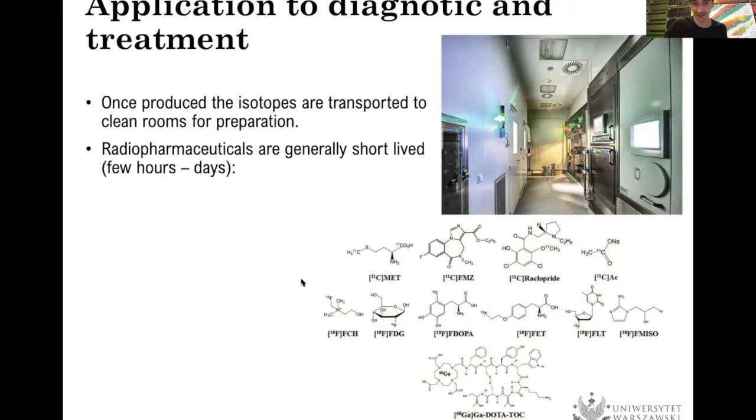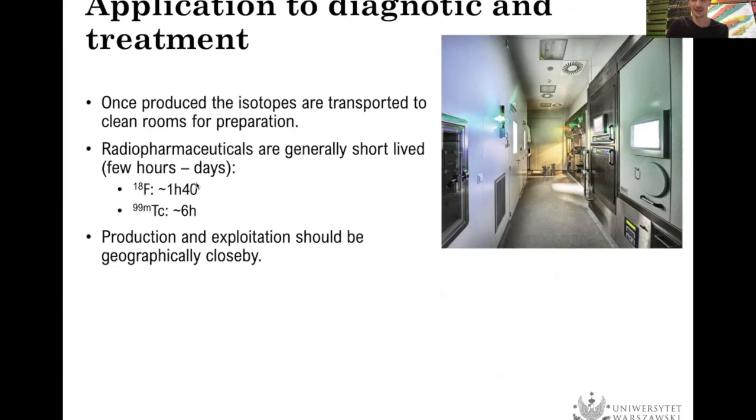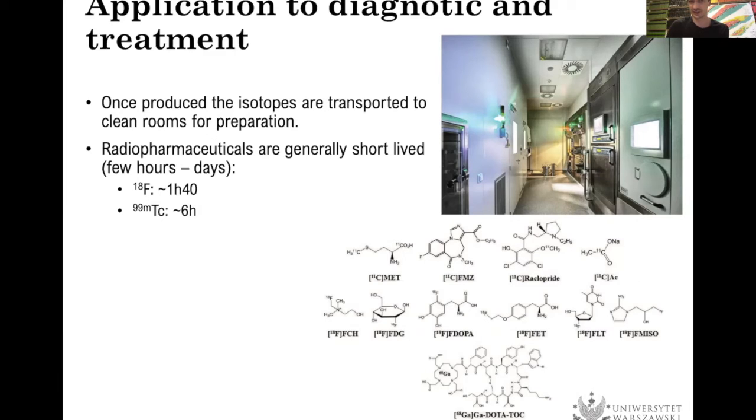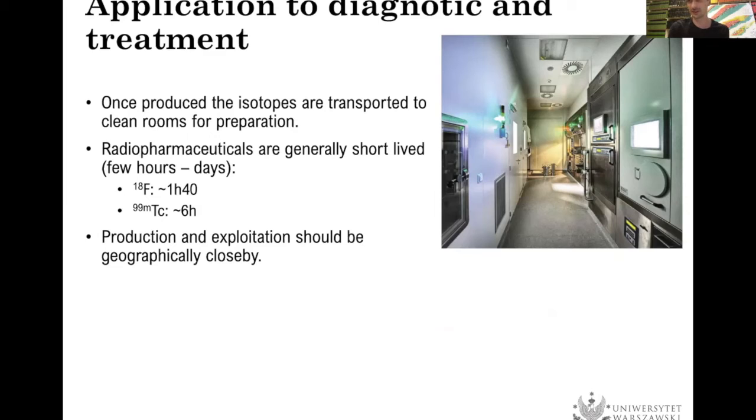So for example, if we take the fluor 18 here, fluor 18 has a lifetime of 1 hour and 40 minutes. This means that the production site on which the fluor 18 is produced, treated chemically, and prepared for the patient, has to be close to the exploitation site, so to the hospital. Otherwise, you will not have enough material to do some reliable diagnostics.